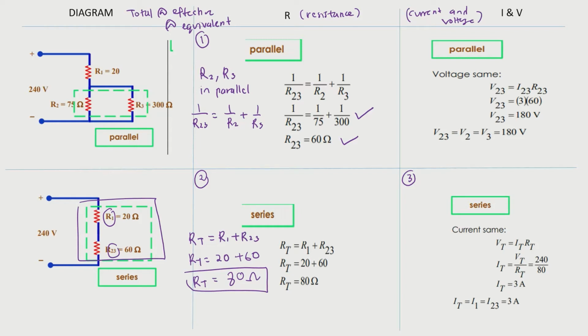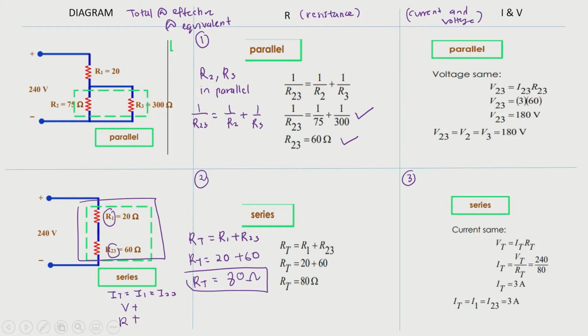So when we talk about a series circuit, we know the total current will be the same as the current that flows to resistor 1 and the current that flows to resistor 2, 3. While the voltage will become V, we need to add for the voltage, and for the resistance we need to add as well.